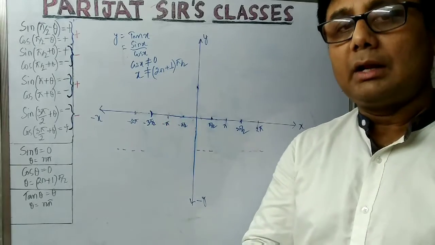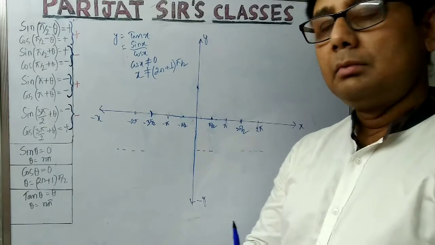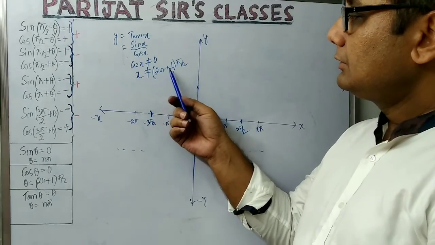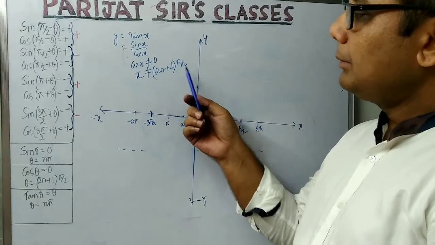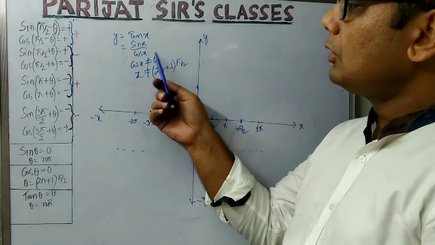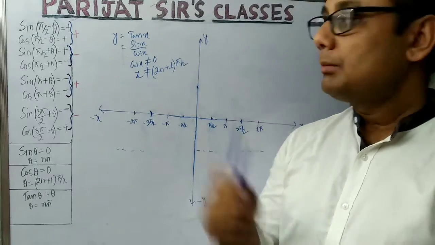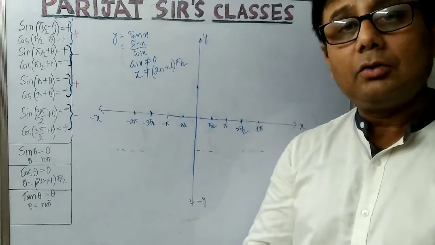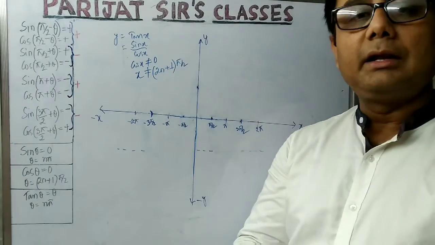That means I cannot choose n as 0. If I choose n as 1, it is 3π/2. Again cos 3π/2 is 0. That means again it is making cos x as 0. But I can't make cos x as 0 because the function will become invalid.